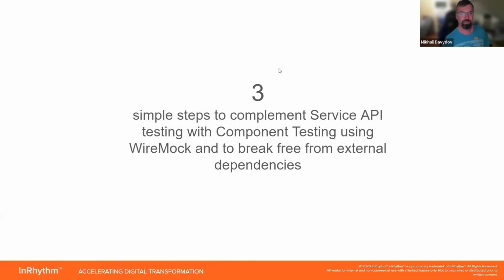Okay, so then let's see how you can easily complement your existing service API testing, the testing with a real live backend, with component testing using a mock server, so that you can break free from all those external dependencies and have a reliable set of tests that will pass every time unless something changes or something breaks in your application. So you don't depend on the external services anymore. You can have those tests as a part of your CI/CD pipeline and not worry about flakiness associated with infrastructure or availability of those backends or other data that is there.